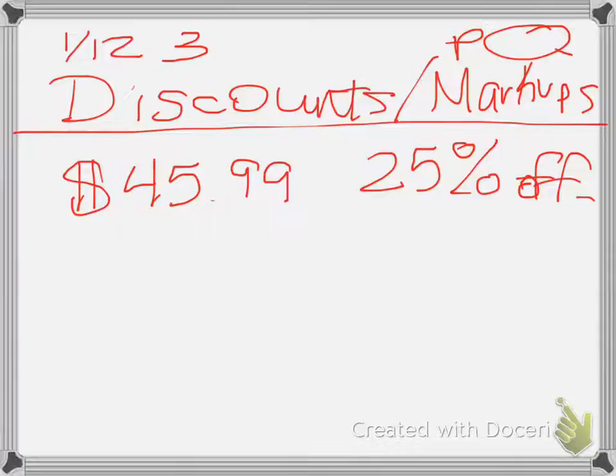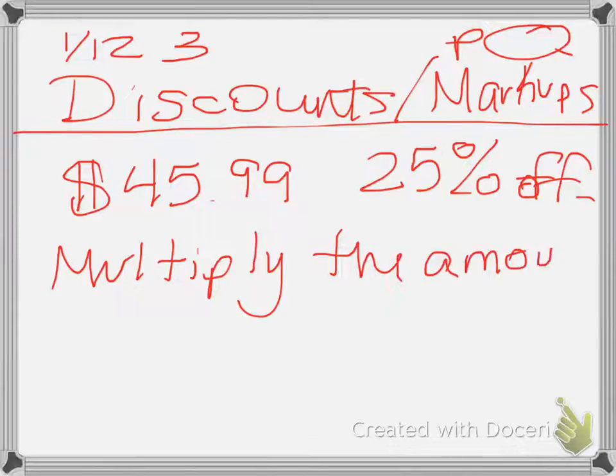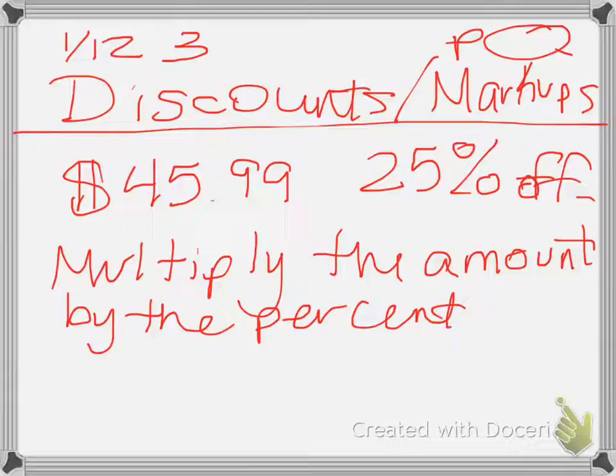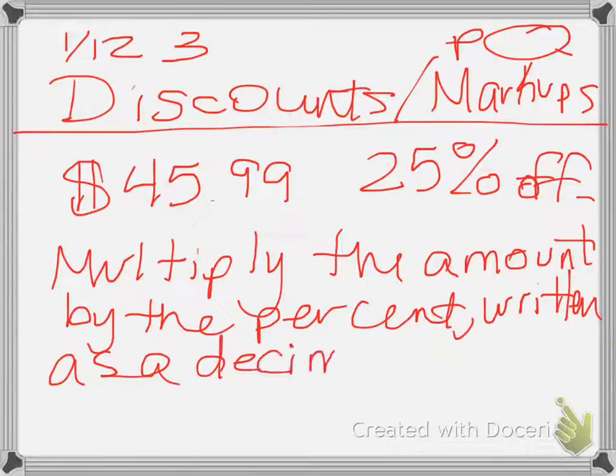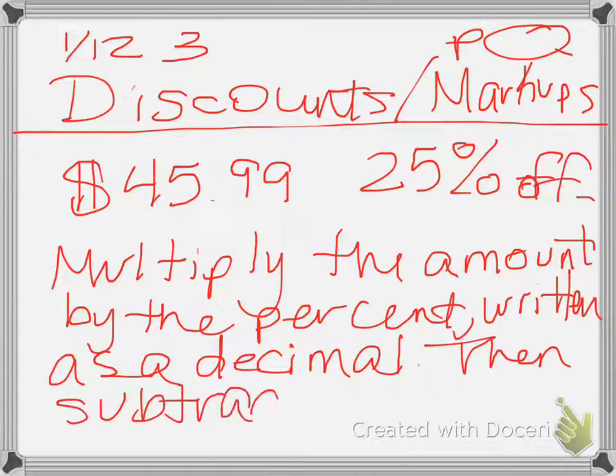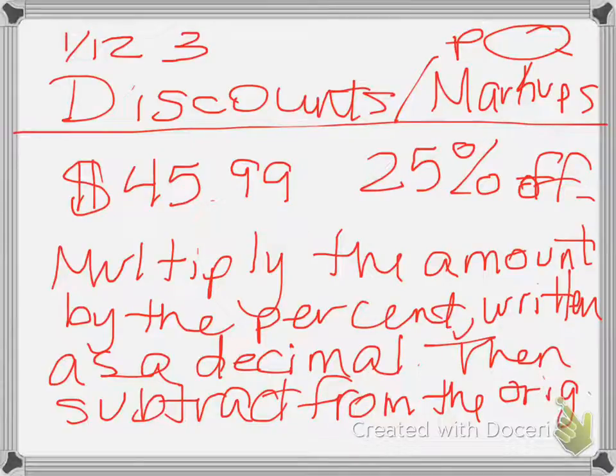So I'm going to say that again. What we're going to do, we're going to multiply. Sorry, I'm having to use my finger because I left my stylus at school, so this is going to look very pretty. Multiply the amount by the percent written as a decimal, then subtract from the original amount. And I don't have room to write original amount, but that's it. So if you need to pause it to write that down, write it down. So multiply the amount by the percent written as a decimal, then subtract from the original amount.